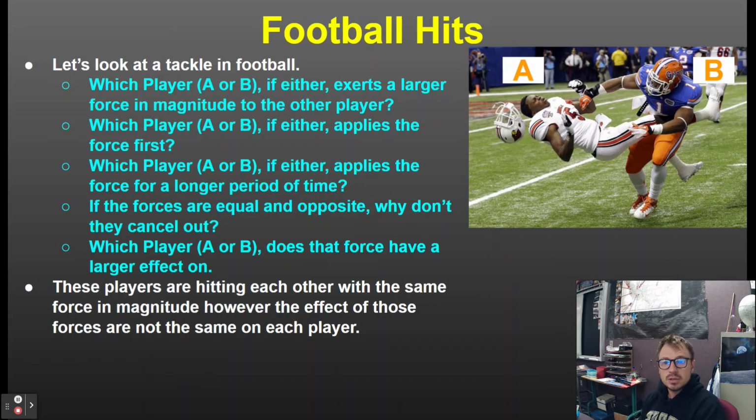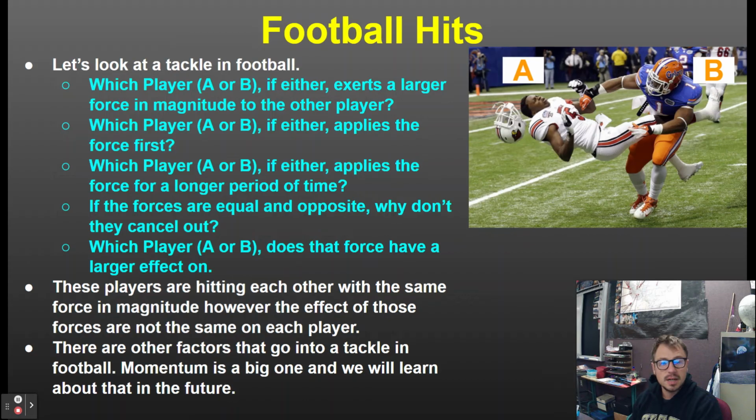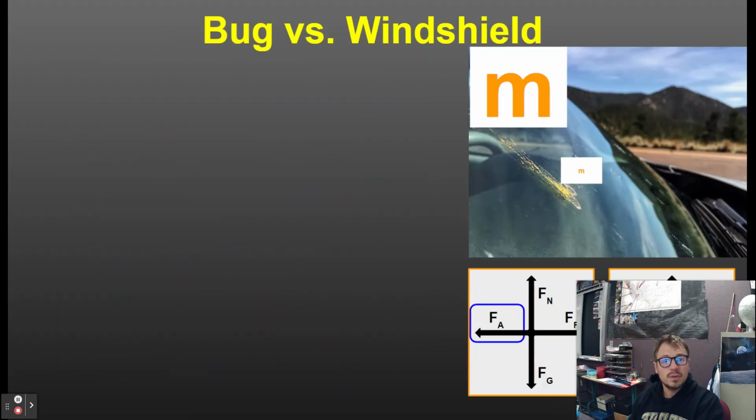These players are hitting each other with the same force in magnitude. However, the effects of those forces are not the same on each player. Now, there is another concept called momentum that we'll get to later that does come into play with this. But the effect is going to be different on A and on B.